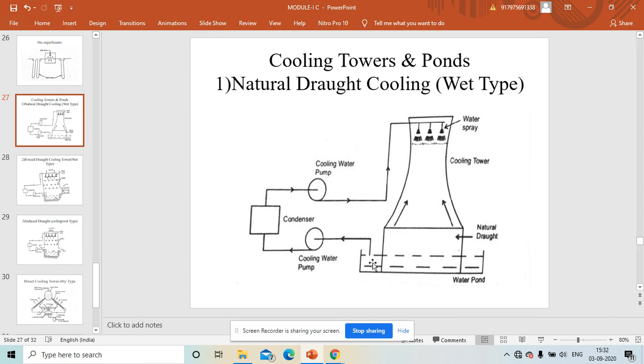So cold water goes from the pond to the condenser, and once it absorbs the heat there, it is pumped to the top of the cooling tower, to the spray. The droplets come in contact with cold air which is moving upwards, all the heat is absorbed by the air, which becomes hot and moves up to the atmosphere, and the cold water will come to the water pond.